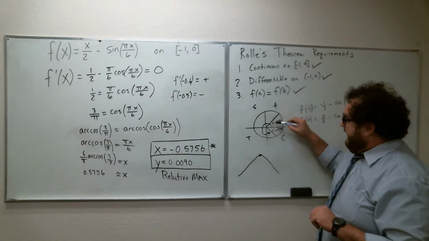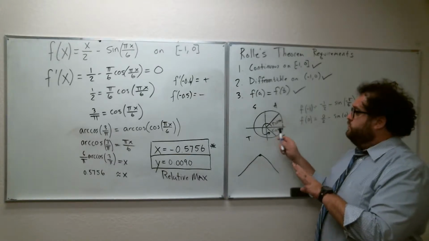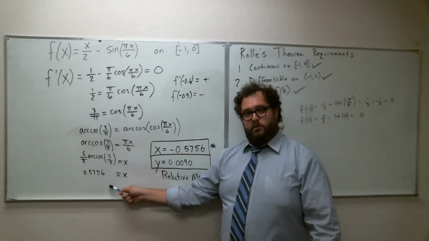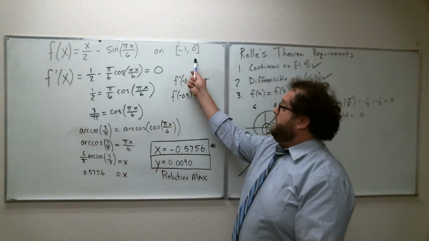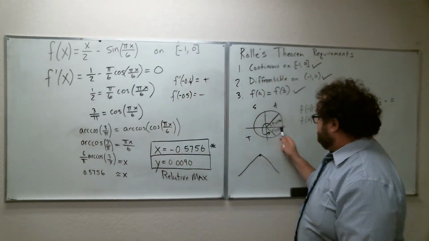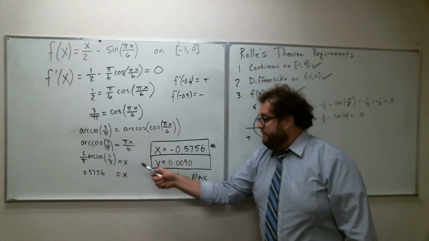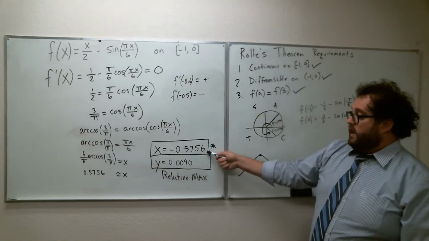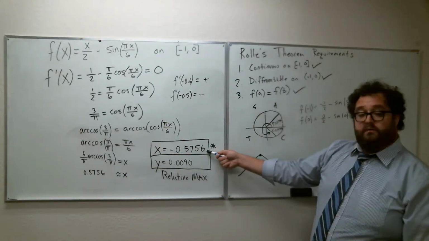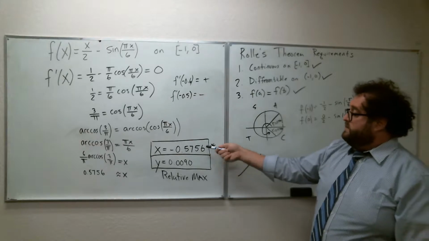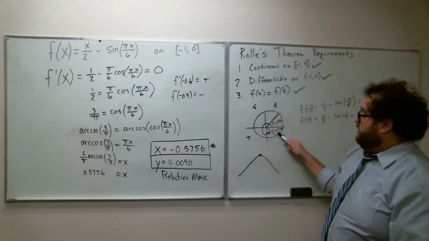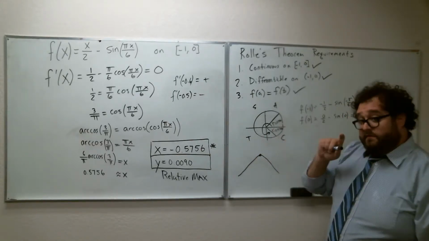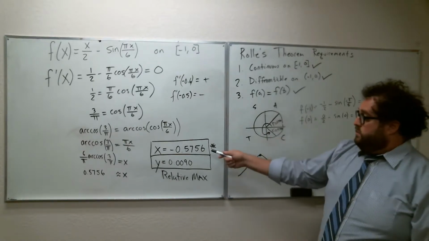So the angle here, we would usually do 2 pi minus this number, but that's not going to get us in the correct domain. So we do 0 minus this number to get us our critical value in the correct domain. So we are looking for this angle, which we call negative 0.5756. So that is the critical value we were looking for.